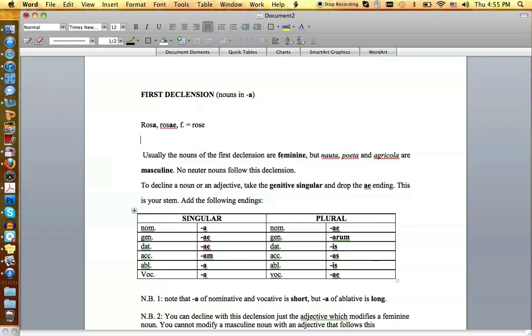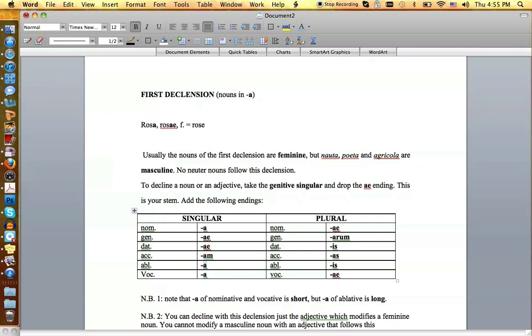Let's look at the declension now, in the singular. The nominative is a, as we said. The genitive is ae. The dative is ae, like the genitive. The accusative is am. The ablative is ā. The vocative is a. If you remember, we already mentioned that nominative and vocative are usually the same. They always have the same endings, except for the second declension.